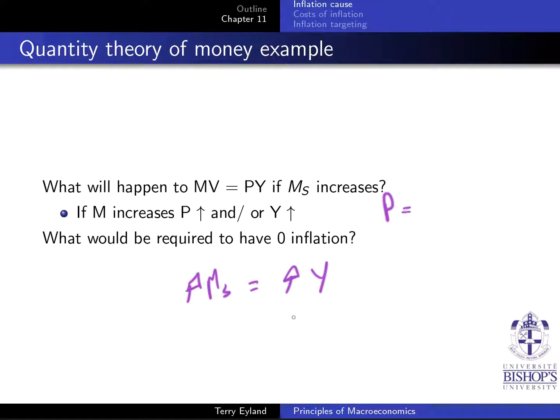So if output, or real GDP, is increasing by 3%, well, if there's a 3% increase in the money supply, and V doesn't change, there will be no inflation. But if we have a 5% increase in money supply and only a 3% increase in GDP, then you must have some level of inflation.